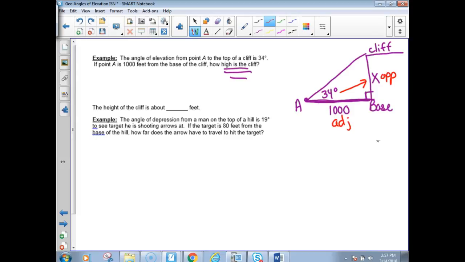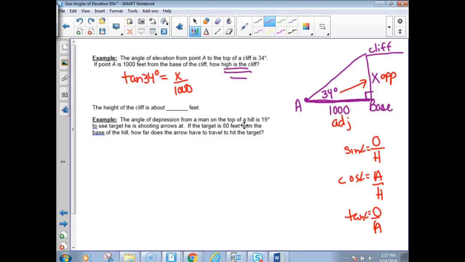Opposite and adjacent tells me, and I think about my mnemonic, Oscar has a heap of apples. That goes sine, cosine, tangent on your calc. Tangent of an angle, cosine of an angle. Okay, so this one's going to be tangent because I'm working with opposite and adjacent. So that's the tangent of 34 degrees equals the opposite leg x to the adjacent 1,000.